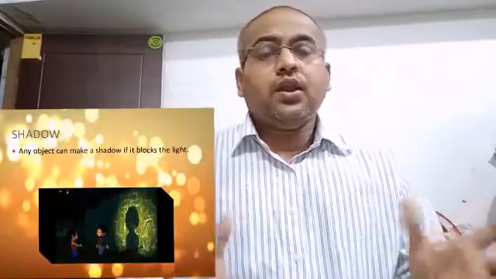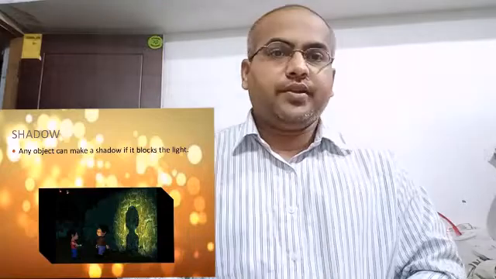So shadow, for the formation of shadow, we need a source of light, we need an opaque object and we need a screen. So these are the things we need for the formation of shadow. And the type of shadow or the shape of the shadow or the length of the shadow depend upon the angle of the source of light and the material.